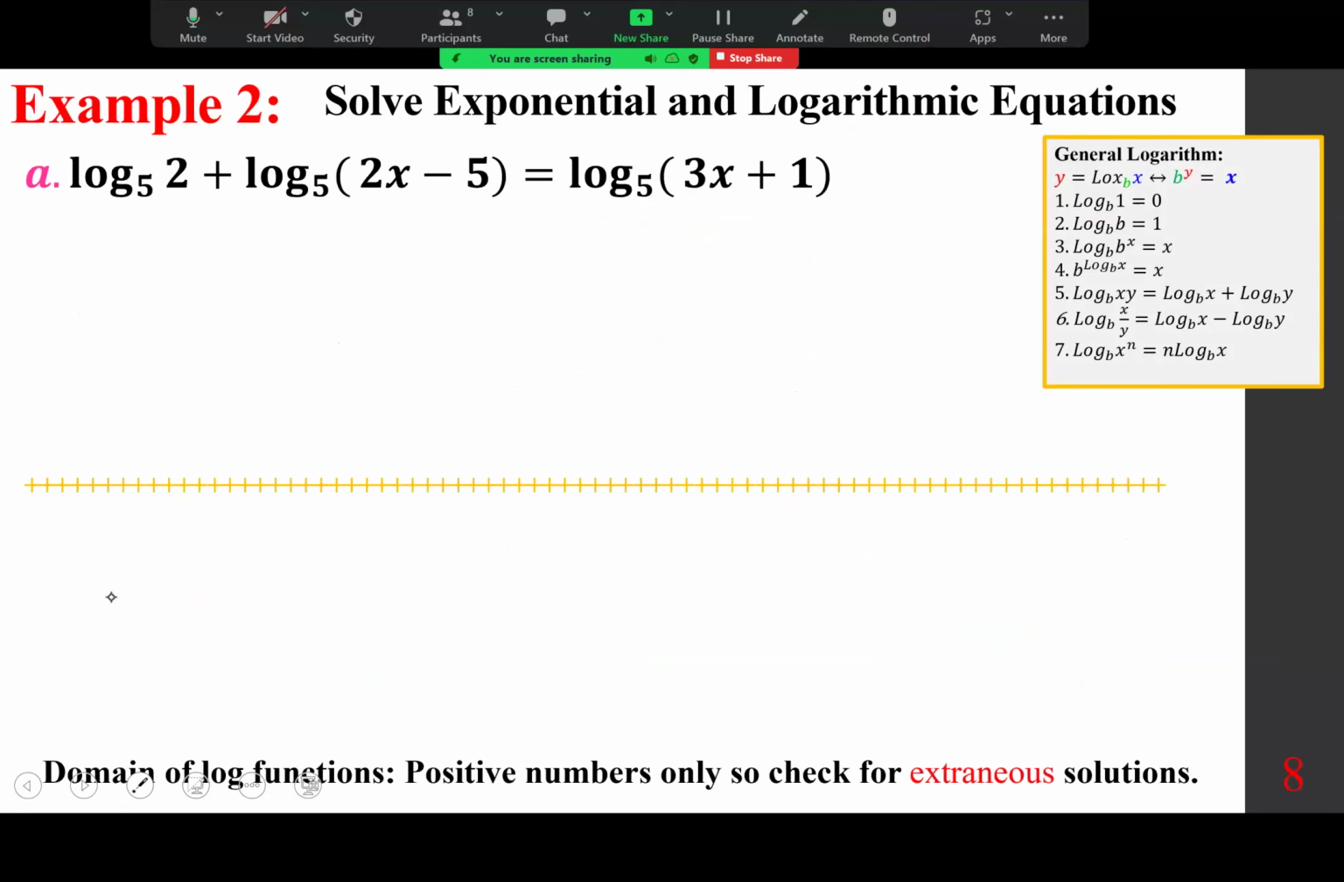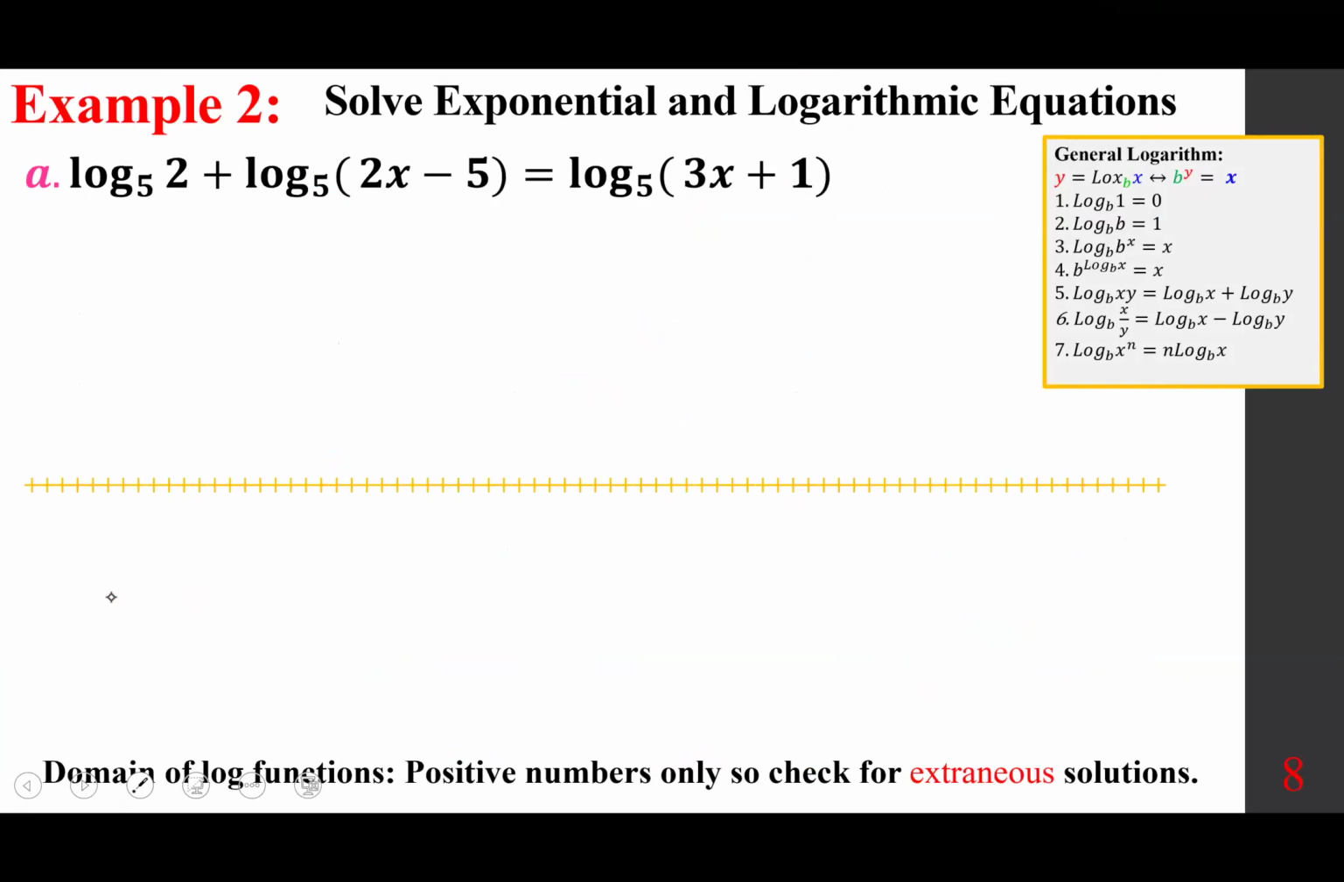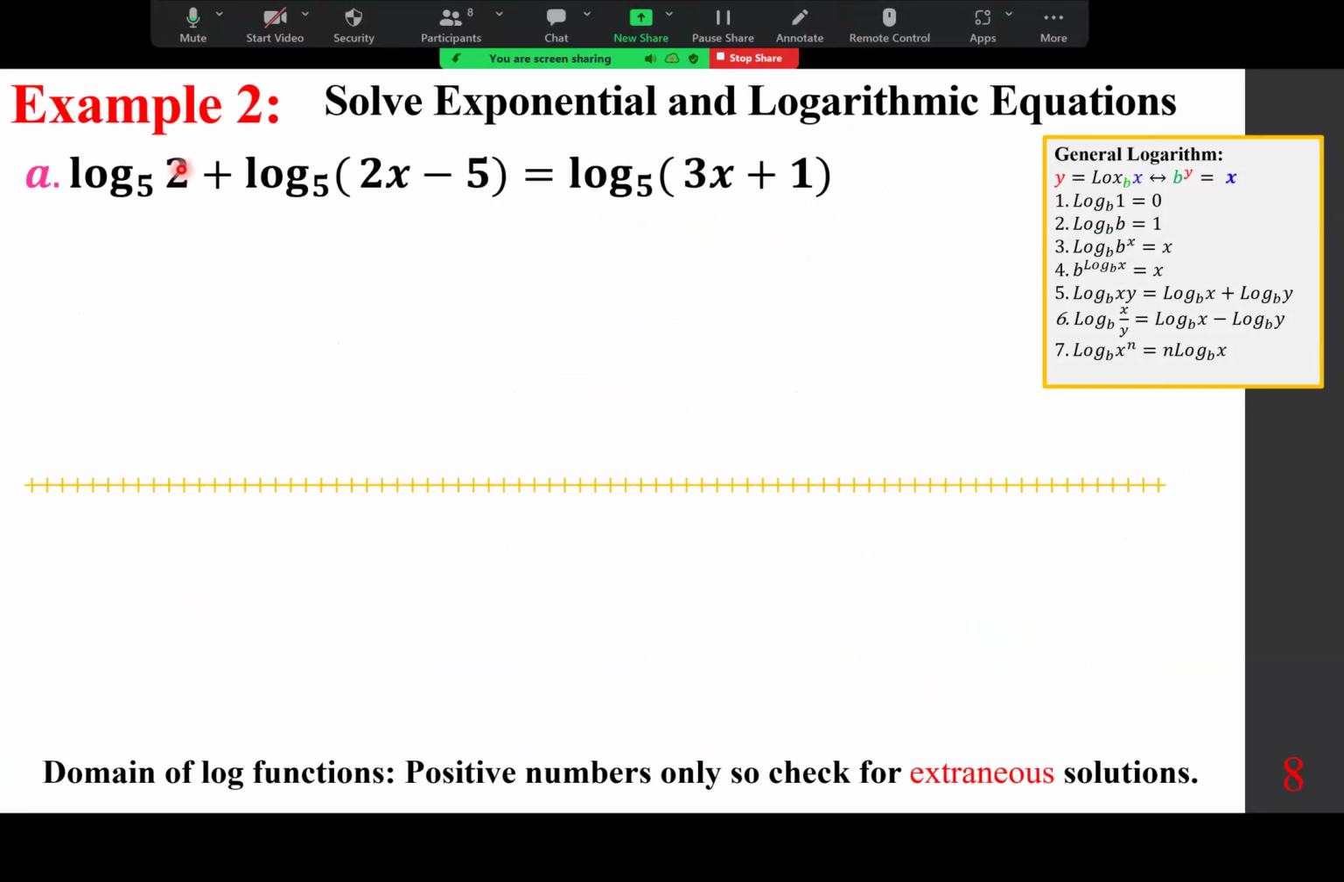We want to solve exponential and logarithmic equations. Here's the example: log base 5 of 2 plus log base 5 of 2x minus 1 equals log base 5 of 3x plus 1. Notice you have the same base, and reminding everybody the domain of log functions, positive numbers only, so check for extraneous solutions. Meaning, if you end up with something, you have to check it with the original equation, making sure none of the arguments is negative.